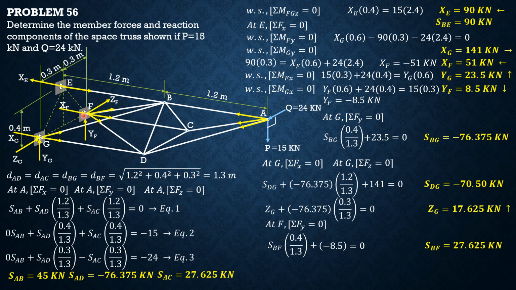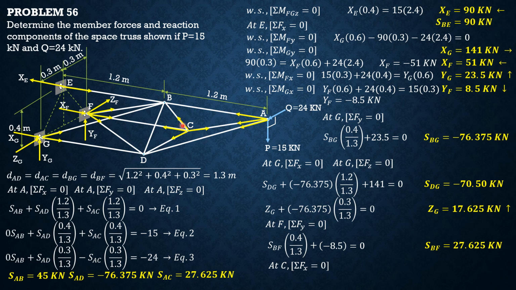So we cannot set up summation forces x because we have two unknowns here, CF and DF. And we cannot also have summation forces along Z because we have two unknowns, GF and DF. So instead, we proceed to joint C, summation forces X to solve for CF. So we already solved, these are the involved forces.